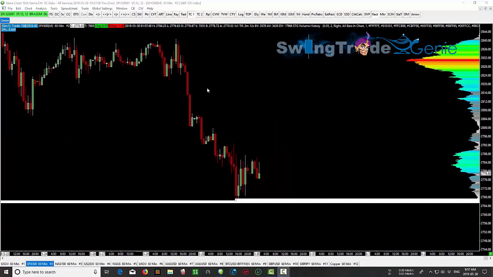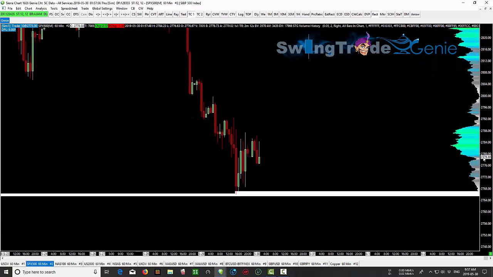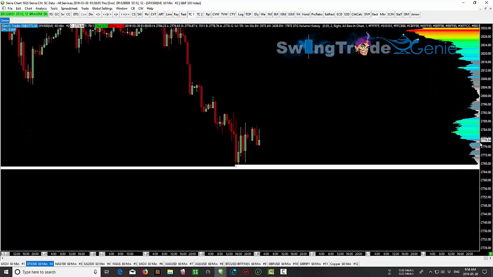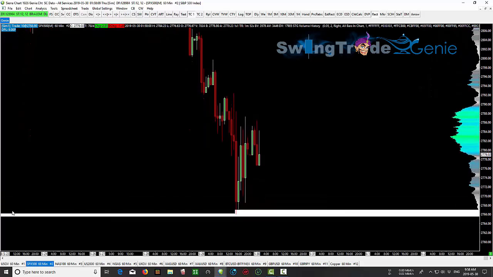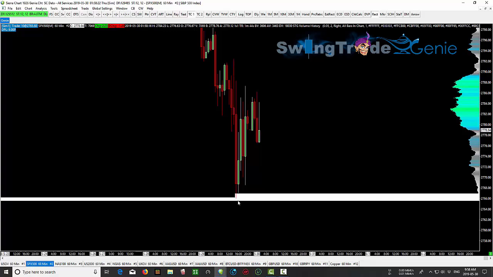Here's another example of a Swing Trade Genie level off of the S&P. You can see that the market was in some significant decline coming into May 29th, and you can see that again the white zone approximately at 27.66 was on the charts well ahead of time, and we got nearly a 20-point bounce off of that level, off of that Swing Trade Genie level. So that's the power of this thing, having these levels on the charts ahead of time, and the reaction off of there was absolutely beautiful.